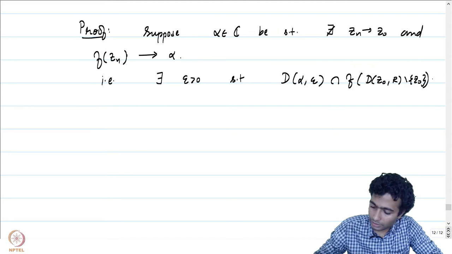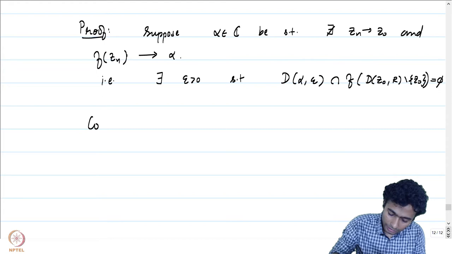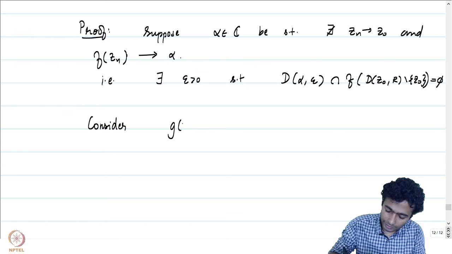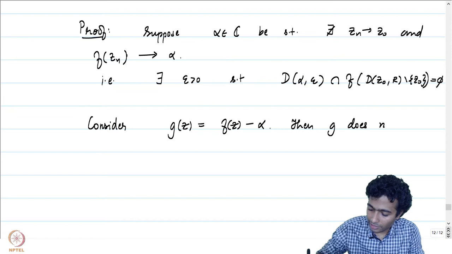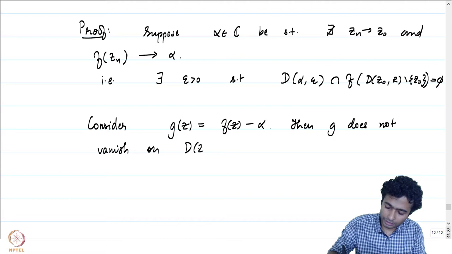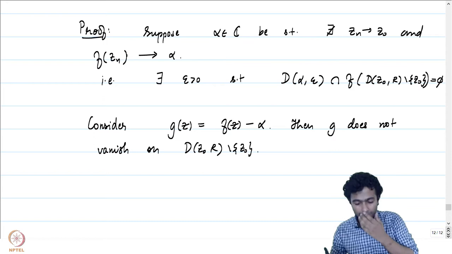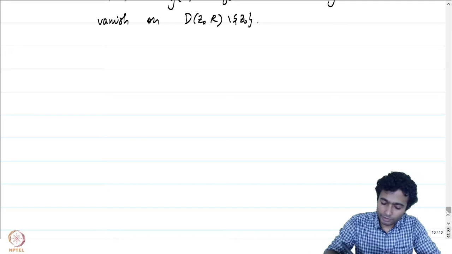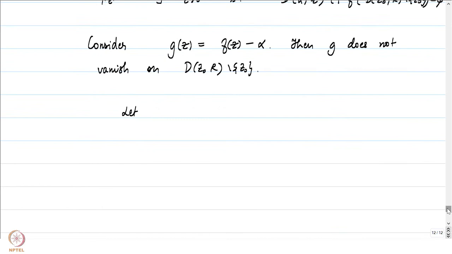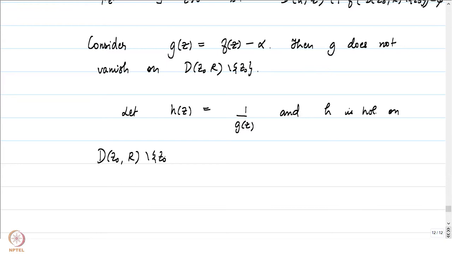And hence, if you consider the function, let us call it g of z equal to f of z minus alpha, then g is a function which does not vanish on D(z0, r) minus z0. We do not have a zero of the function g in D(z0, r) minus z0. Because this function does not vanish here, let us invert it. So, let us define h of z to be equal to 1 by g of z. And if you notice, h is holomorphic on D(z0, r) minus z0. Now, let us explore what type of singularity z0 is for h.